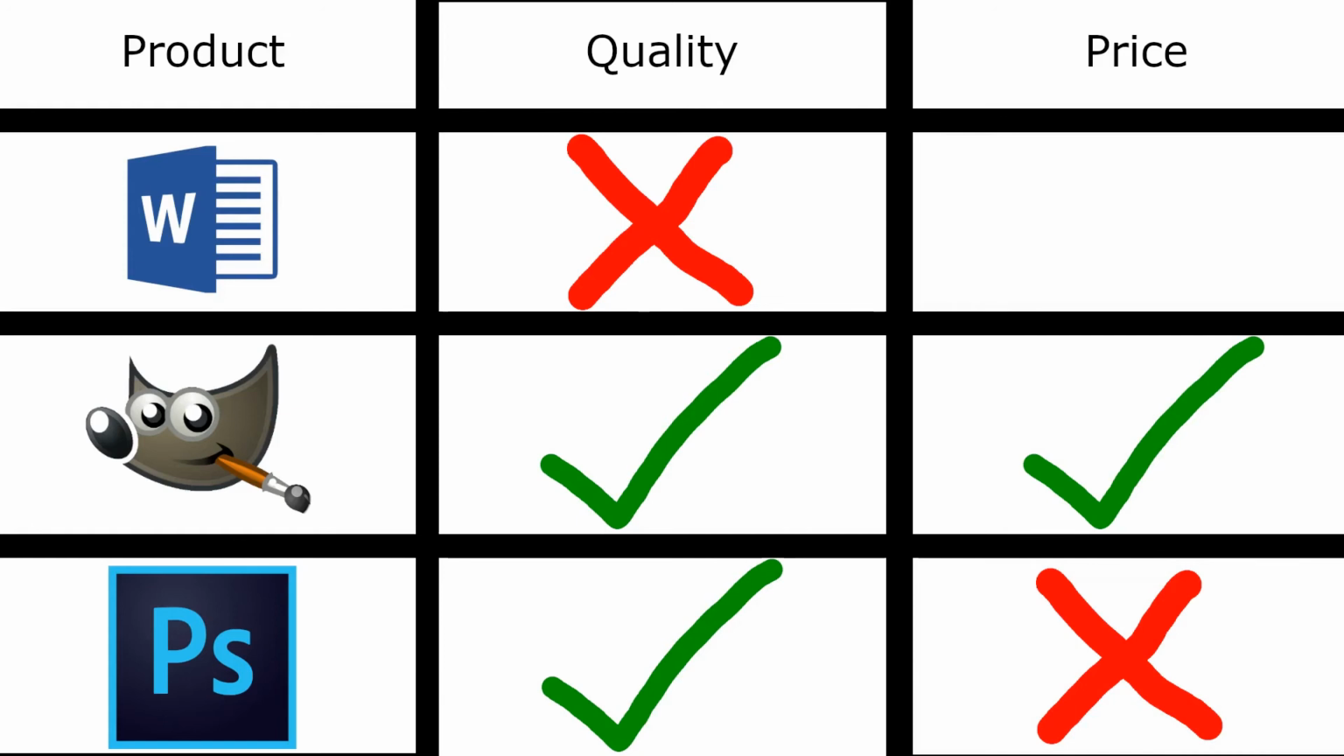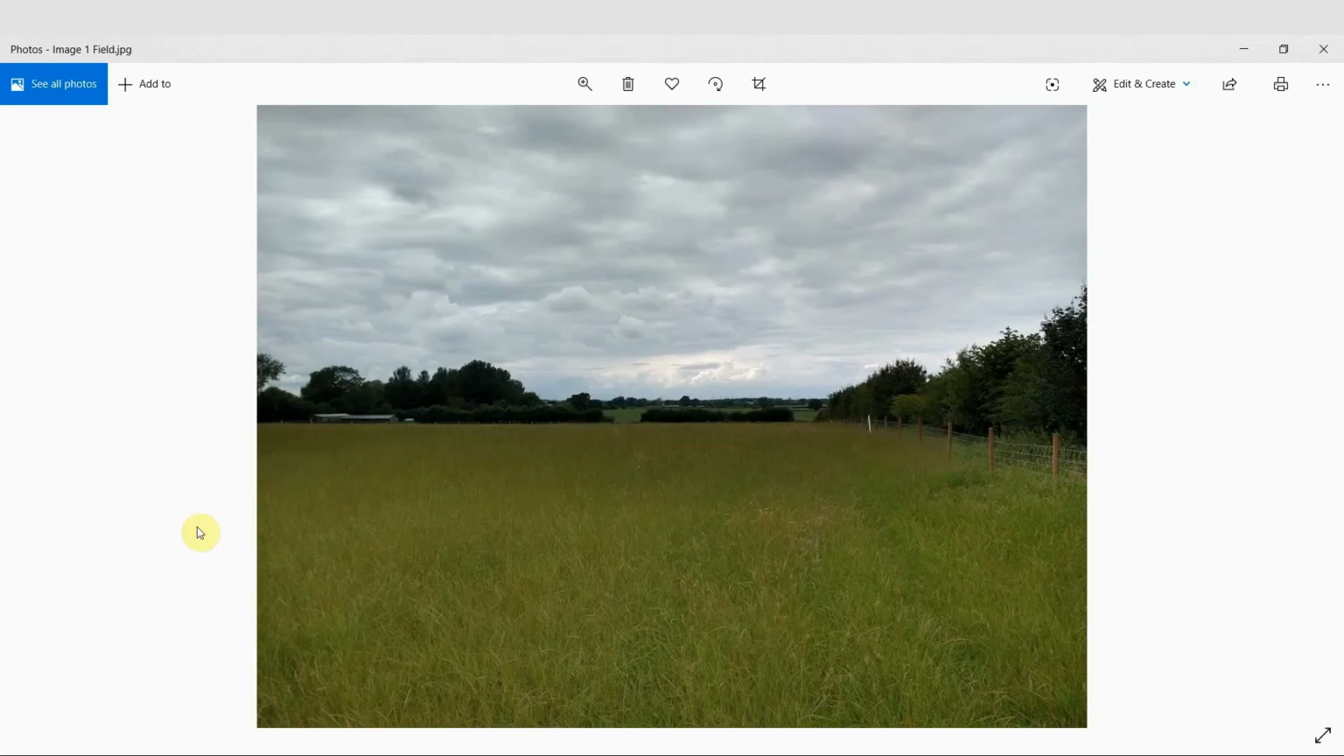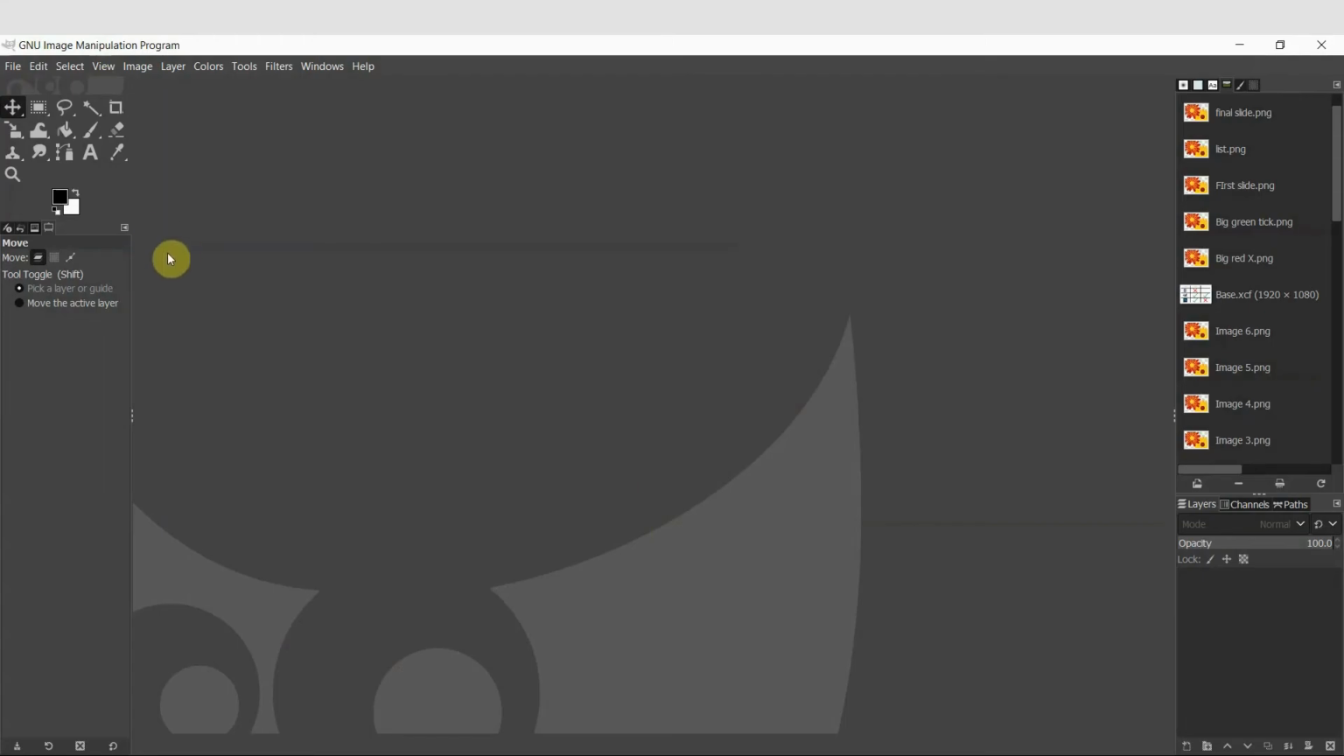GIMP is a free, trusted image editing software that is an incredibly powerful tool. In this video, I'll show you the basics of how to use GIMP for common image editing needs. Okay, so let's say we want to crop and resize this image. So install GIMP and then load it up, latest version ideally.